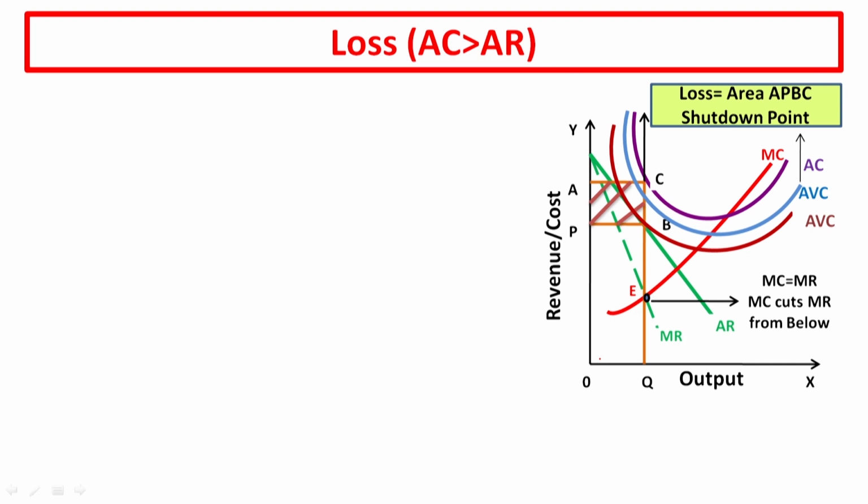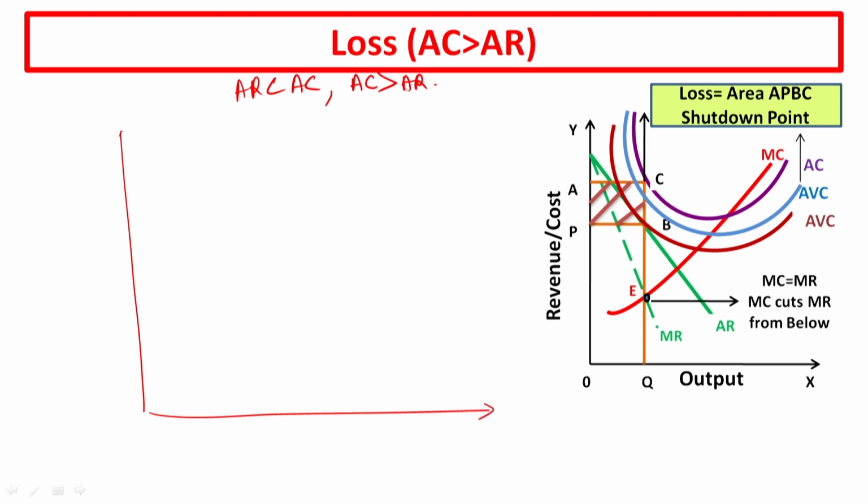Now loss. Loss is the situation when you are not earning enough income even to cover your cost and the firm is in loss. That means your average revenue is less than average cost, or you can say that your average cost is greater than your average revenue. So again you have to draw this. This is your y-axis, this is 0, this is x-axis. On the x-axis, output needs to be shown. On the y-axis, revenue and cost.